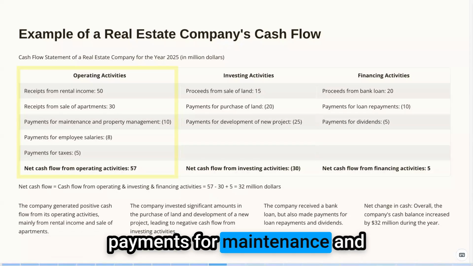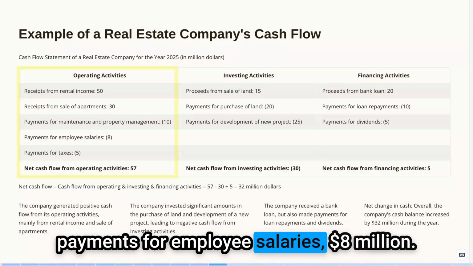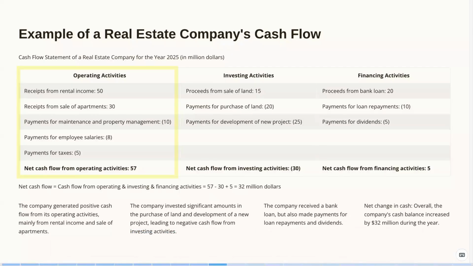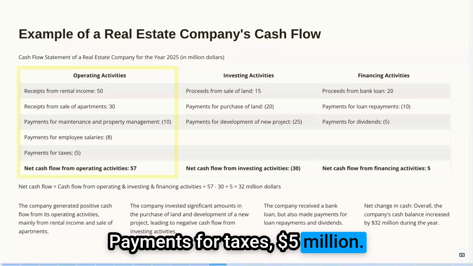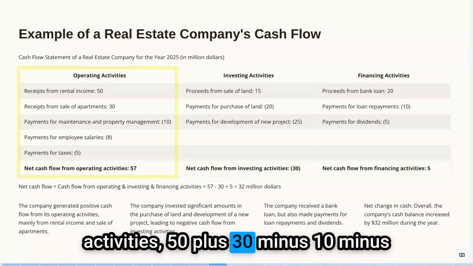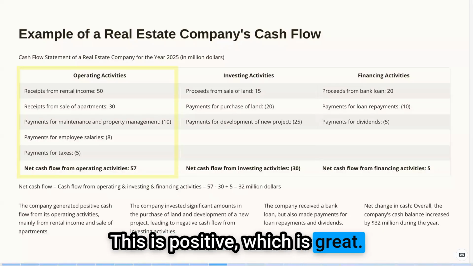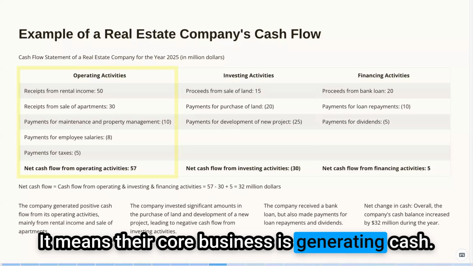Payments for maintenance and property management, $10 million. Payments for employee salaries, $8 million. Payments for taxes, $5 million. Net cash flow from operating activities, 50 plus 30 minus 10 minus 8 minus 5 equals $57 million. This is positive, which is great. It means their core business is generating cash.